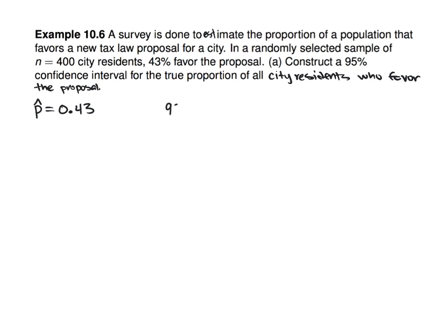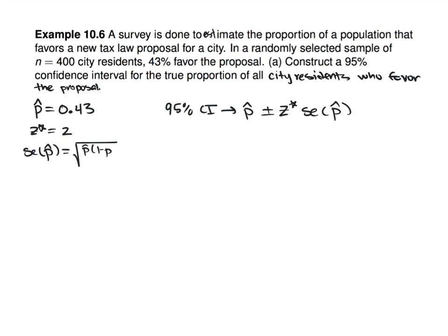And for our 95% CI, the formula is p-hat plus or minus your z-star multiplier times the standard error of p-hat. So we know p-hat, we know that z-star is going to be 2. Let's now find the standard error of p-hat. Well, that's root p-hat, 1 minus p-hat over n. So 0.43 times 1 minus 0.43 over 400 gives us about 0.0248.